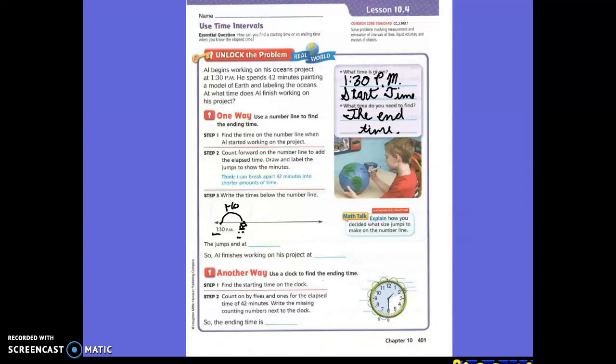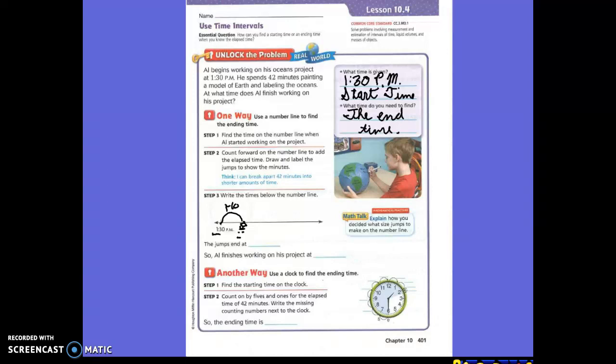Jump 1. We're going to jump 1. We're going to jump 2. Okay, but we're not trying to get to 142. We are trying to jump 42 minutes. We've only jumped 10. So both of you are wrong because you're trying to get to 42 minutes. That's not what we're doing. We're not getting to the time of 142. We are jumping 42 minutes.